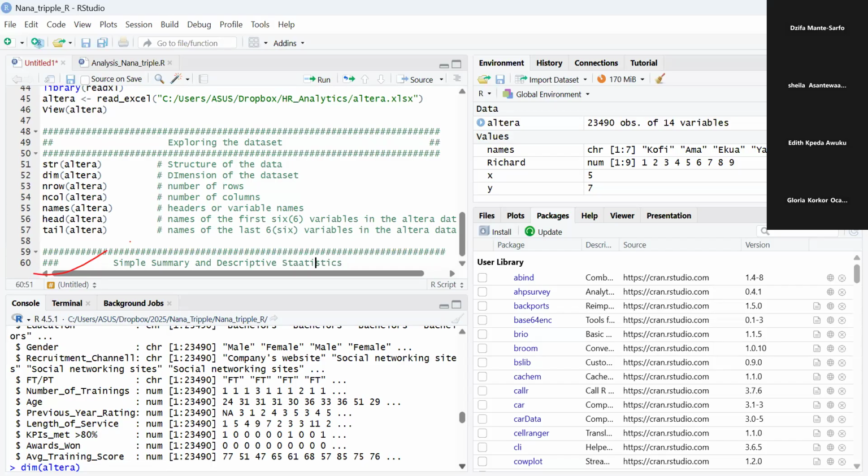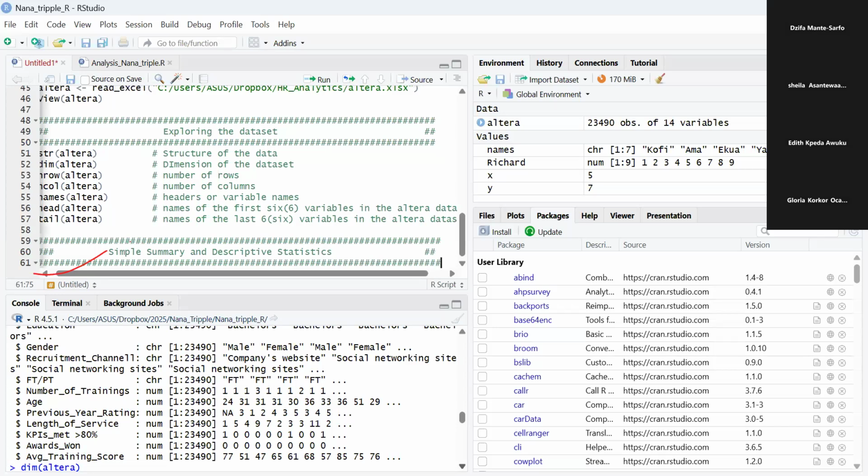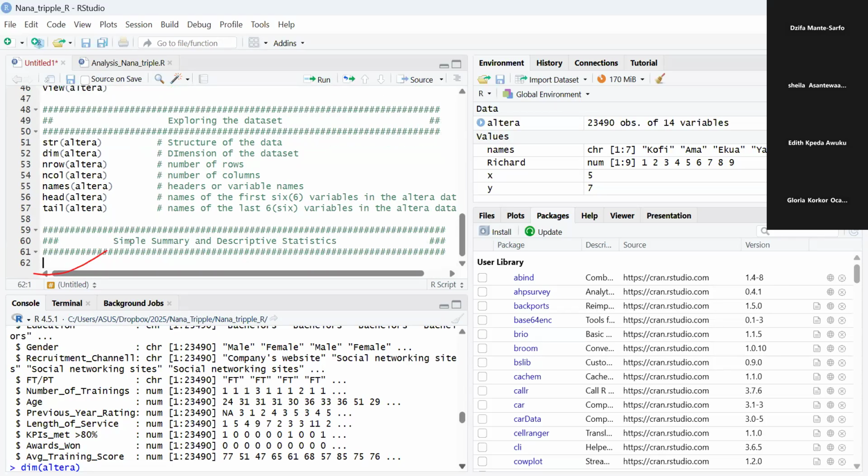Simple summary and descriptive statistics. Now, please listen. I do all that because when you are revising with it, you can pick the data and understand it. But if I don't do that, you might pick the data and it becomes difficult for you to do.